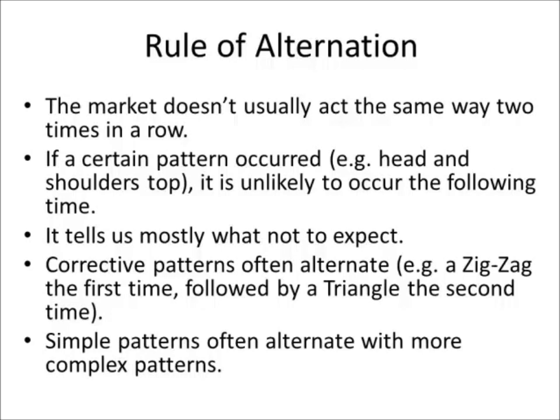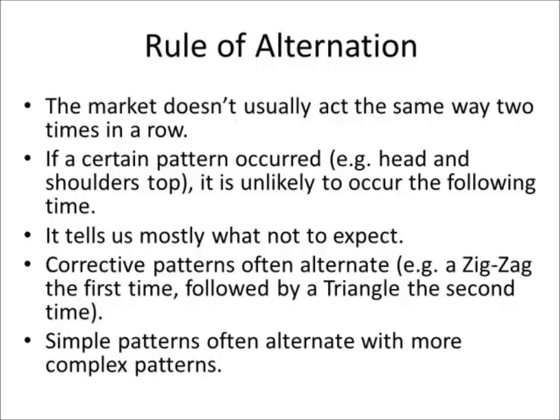According to the rule of alternation, the market usually doesn't act the same way 2 times in a row. What this means is that if we see a particular pattern occurring, we are unlikely to see that same pattern the very next time the market moves. So for example, let's say we see a standard head and shoulders top, and the next time the market makes a top, we are unlikely to see the same pattern.